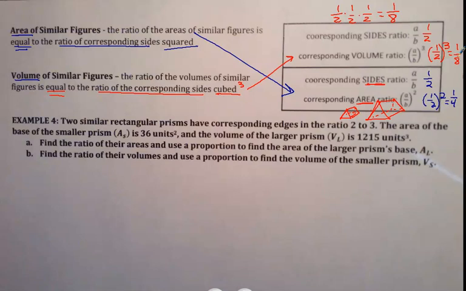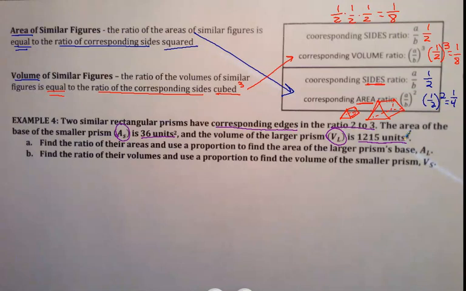All right, I think we're shaking our heads, but I don't know that we understand. So we're going to look at those. So let's look at example 4. We have 2 similar rectangular prisms with corresponding edges in the ratio 2 to 3. The area of the base of the smaller prism, so we're calling this area sub S, area of the smaller prism, is 36 units squared. The volume of the larger prism, V sub L, volume of the larger prism, is 1,215 units cubed.